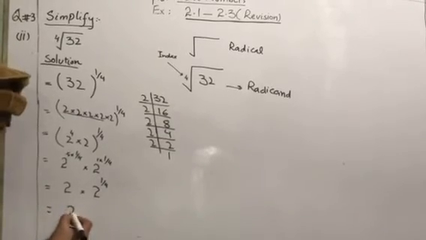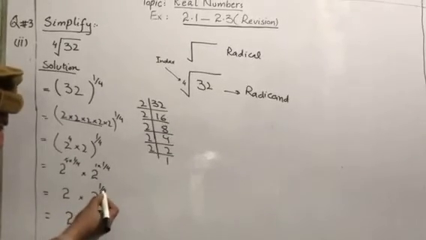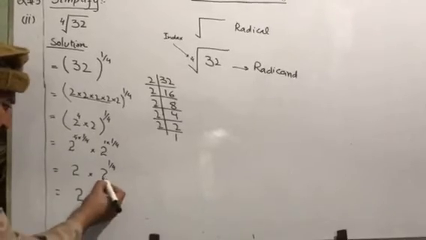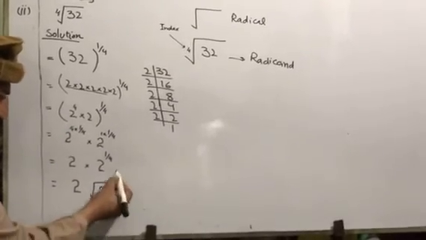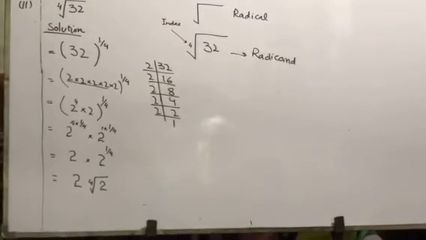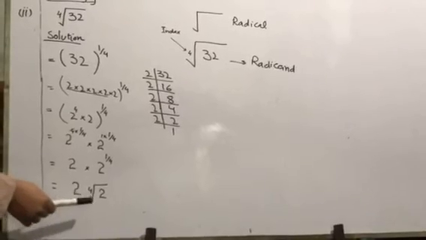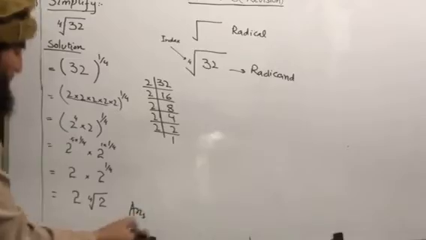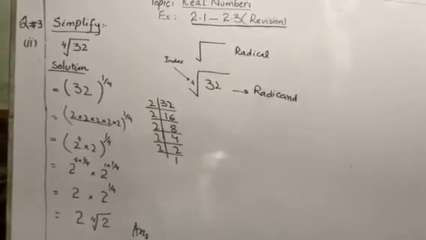So we write here 2, and we convert it into radical notation. Again, the base becomes the radicand, and the exponent 1 over 4 becomes the index, which is 4. So our answer is 2 times the fourth root of 2. This is the answer of question number 3 part 2.